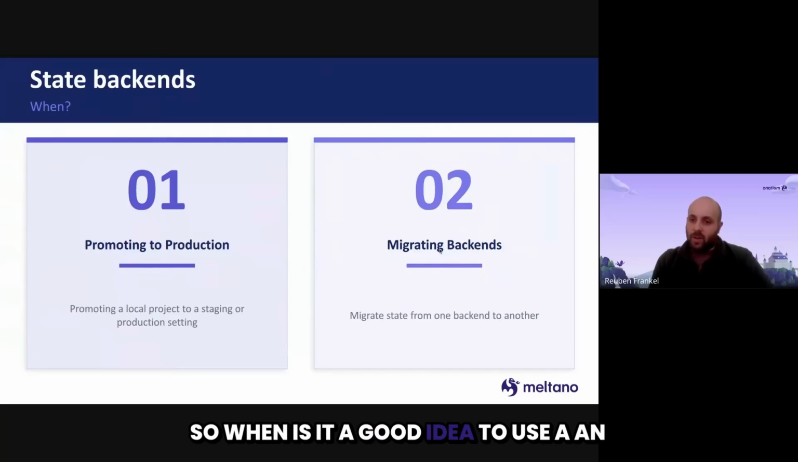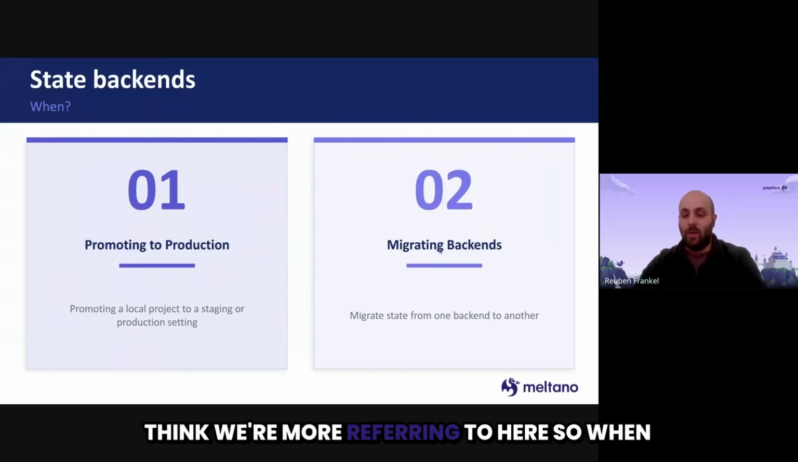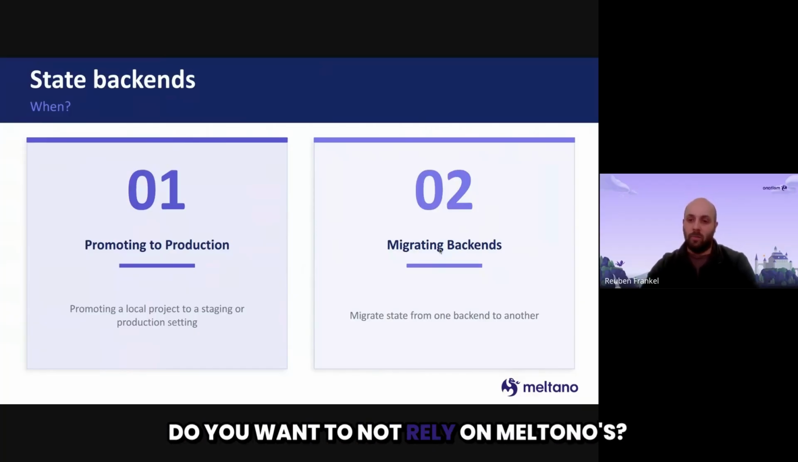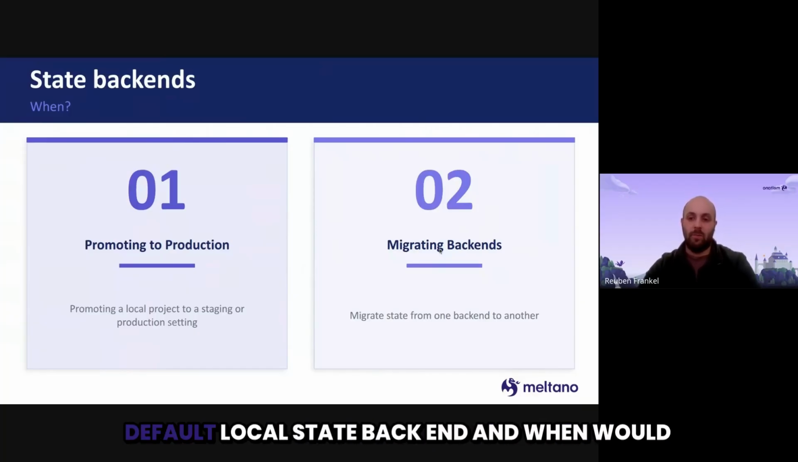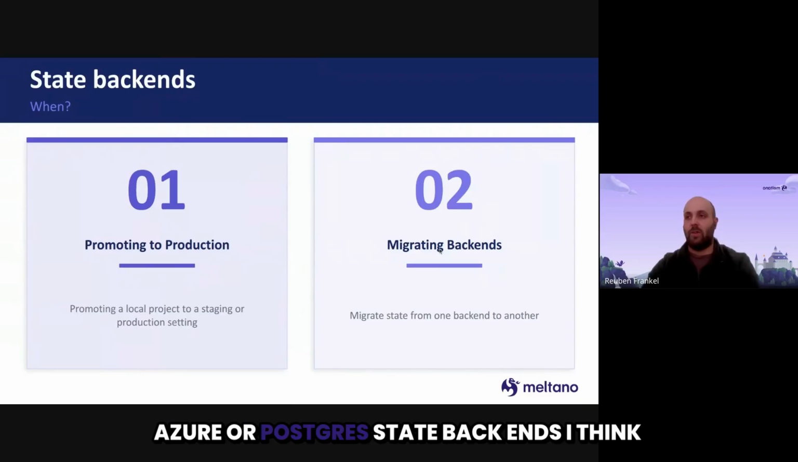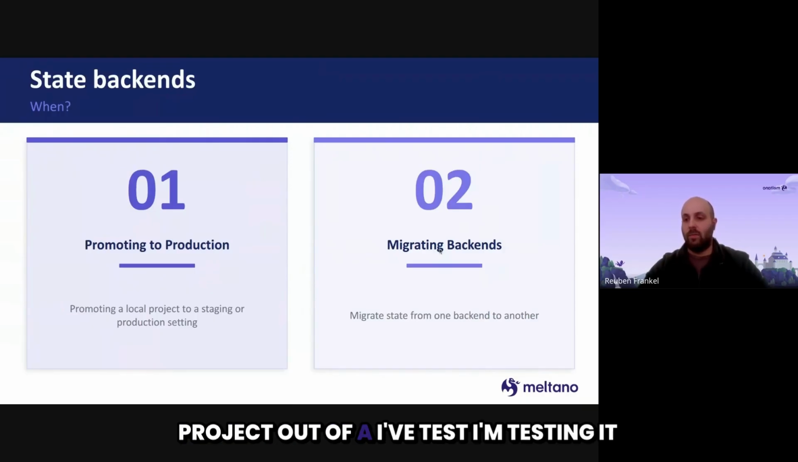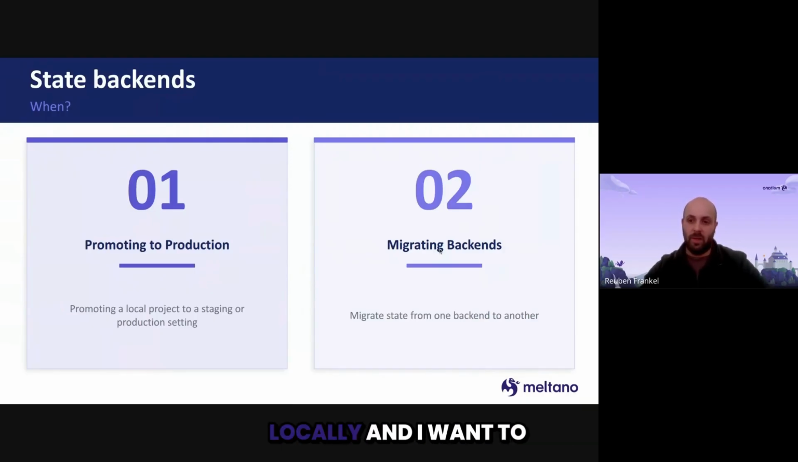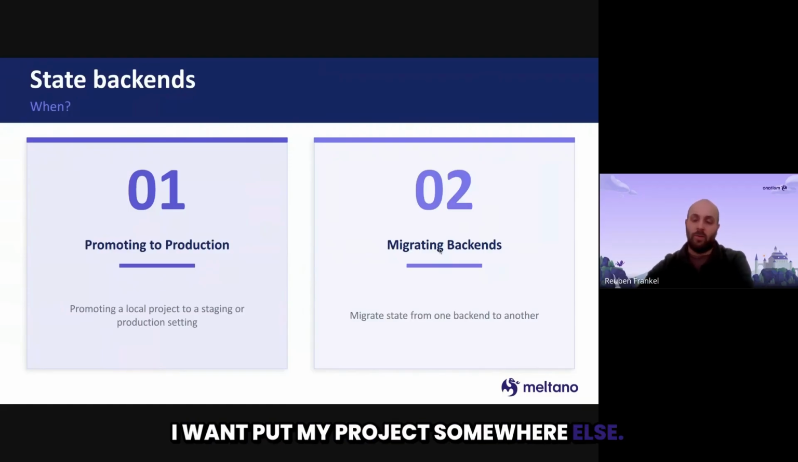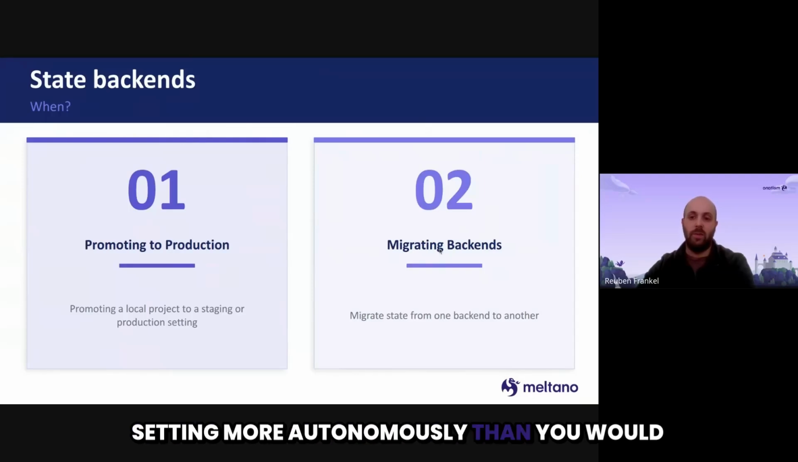So when is it a good idea to use an external state backend? So when do you want to not rely on Meltano's default local state backend, and when would you want to choose one of the other S3 or Azure or Postgres state backends? I think it's mostly when you want to promote your project out of testing it locally and put it somewhere else. I want it to run in a production or a staging setting, but more autonomously than you would otherwise be.